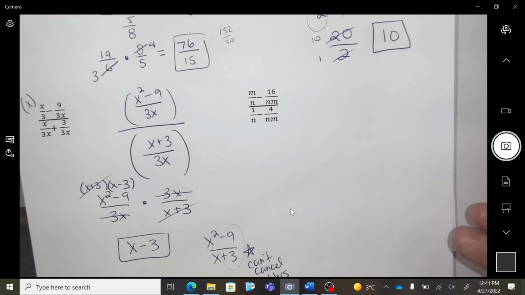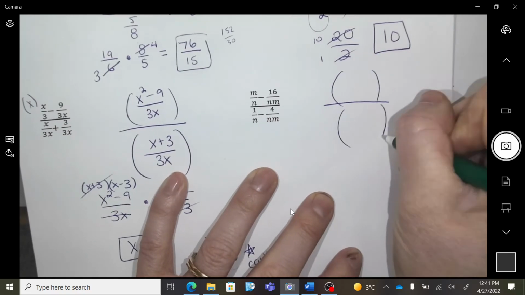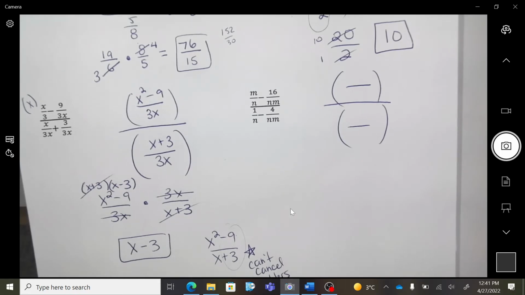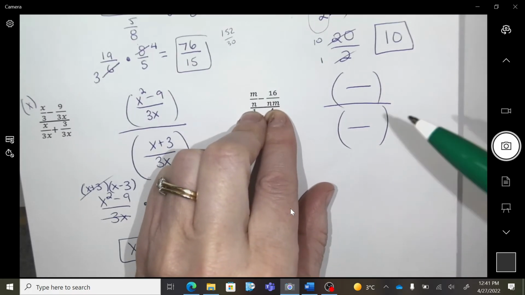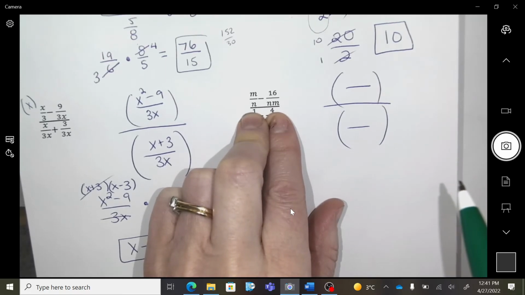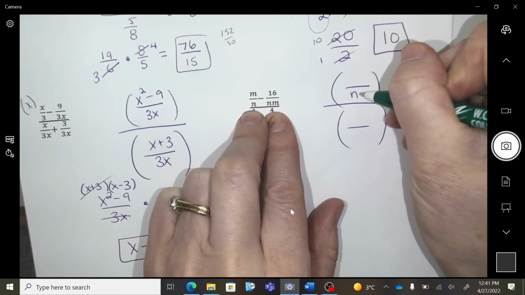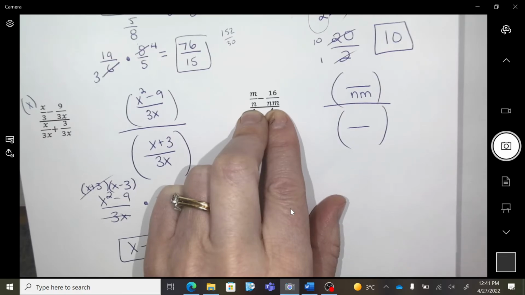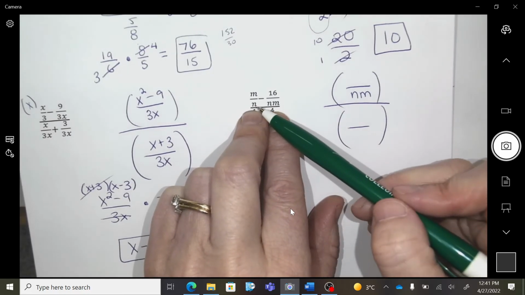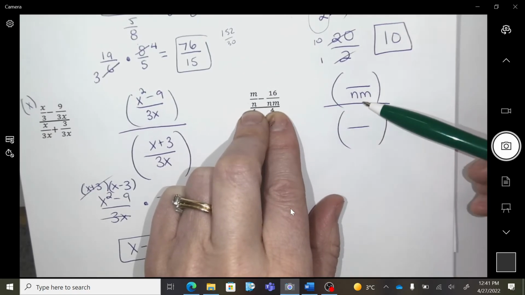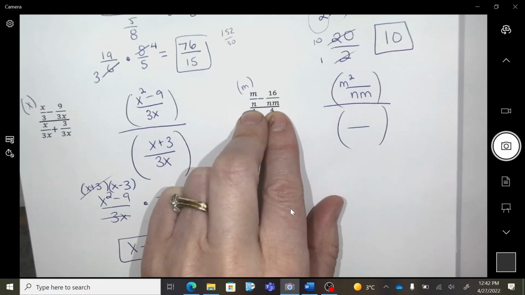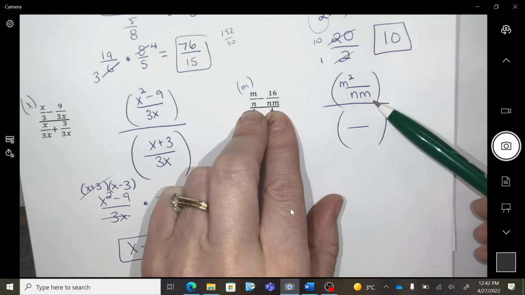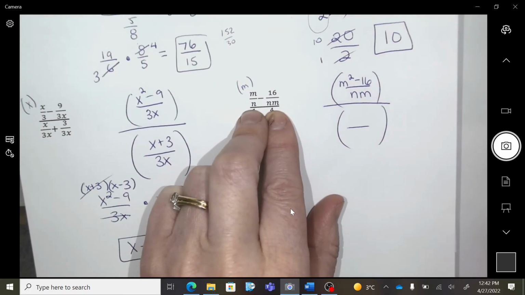Okay, last one. It's very similar to this example. Okay, so I have an N and an NM. I picked some bad letters here for talking. What's my common denominator going to need to be? I need an NM. Okay, so what did I do to the first fraction? How did I turn that into that? I times it by an m. So m squared. What did I do to the second fraction? Nothing. So minus 16 stays.